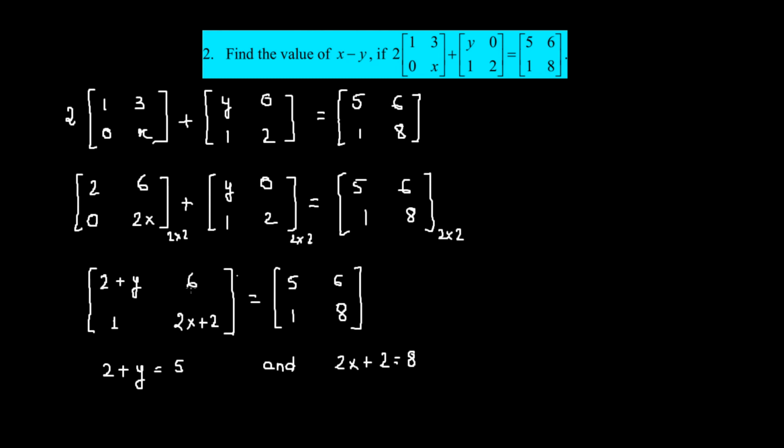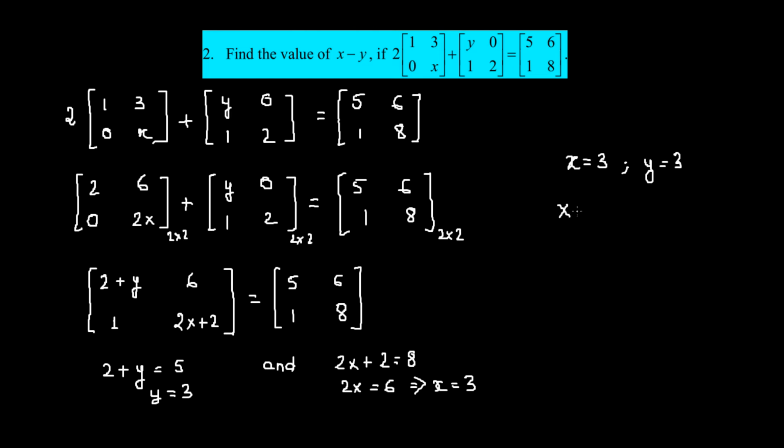We don't have to write it, so that is true. So that will be trivial writing down. Solving for y, that gives us 5 minus 2, which is 3. And solving for x, this will give us 8 minus 2, which is 6, so x is equal to 3. So we have the value of x as 3 and the value of y as also 3.